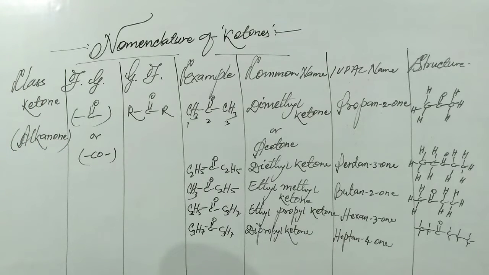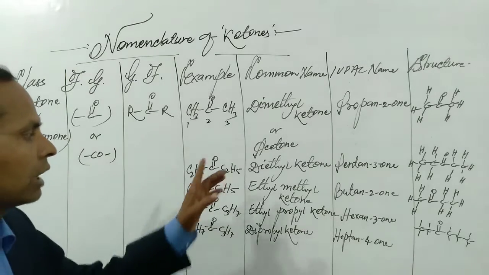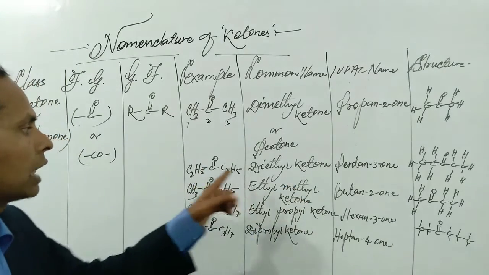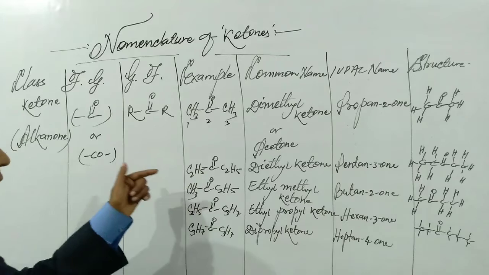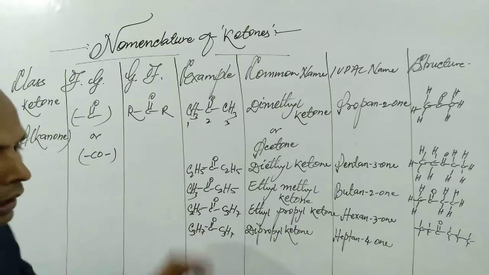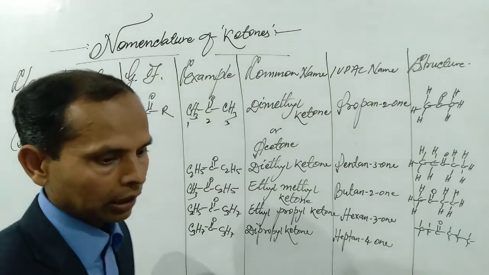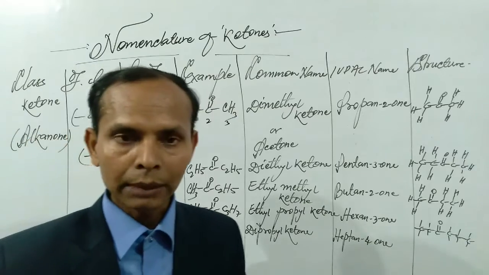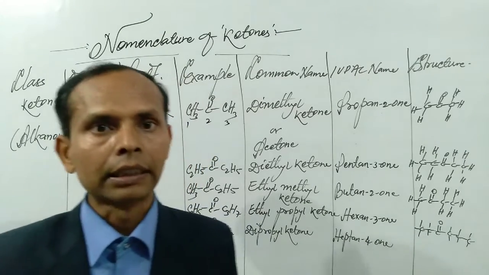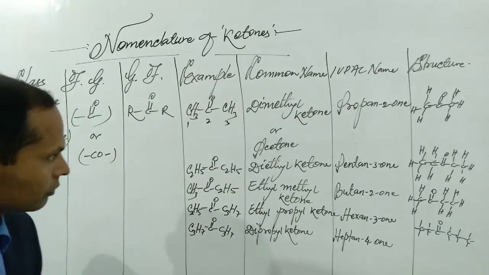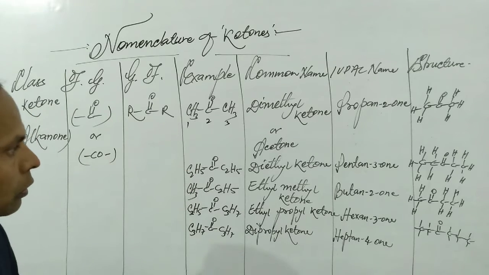So the name of such compound is pentan-3-one: pentane for 5 carbon atoms and 3 for the carbonyl group, because the carbonyl group is present at the third carbon atom, whether we start from left or right, only 3 carbon atoms regarding the carbonyl group.